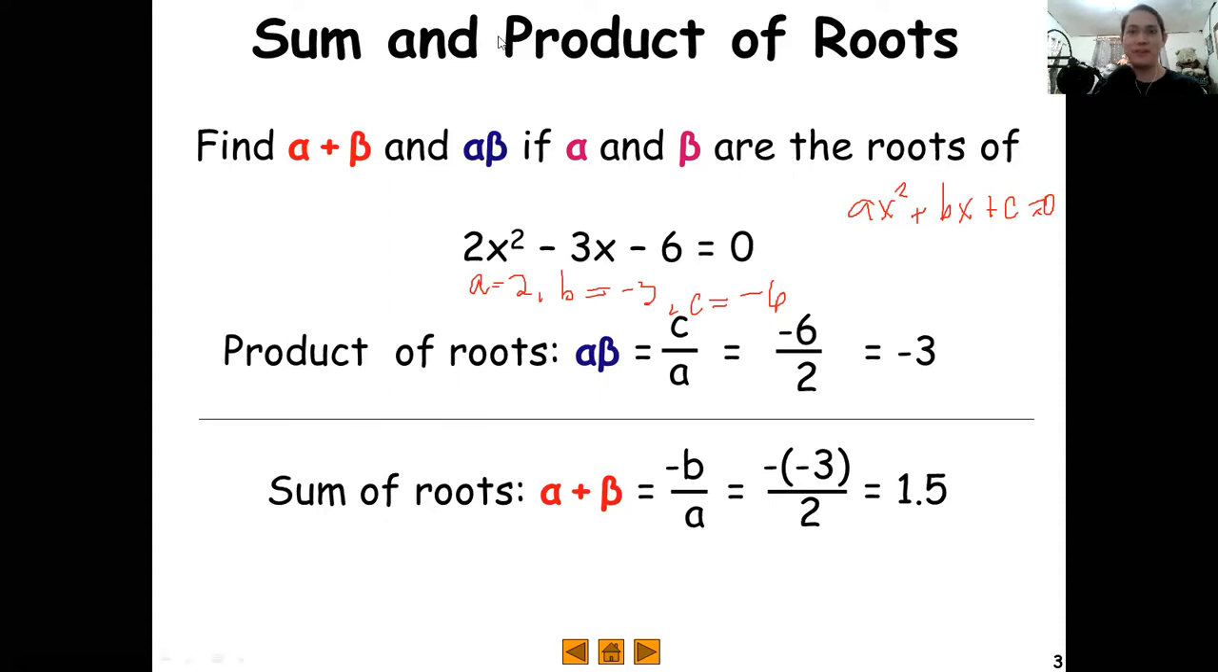Easy to remember, right? Please just remember that the sum of the roots can be solved using the formula negative b over a. And of course, for the product of the roots, you can use the formula c over a. So that's it.